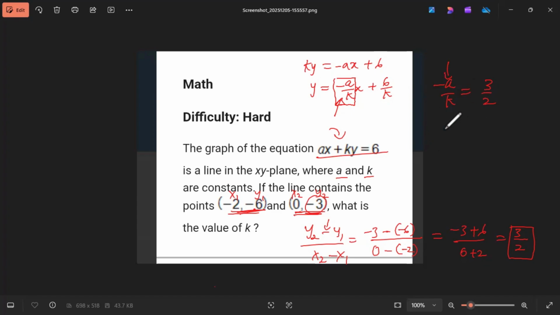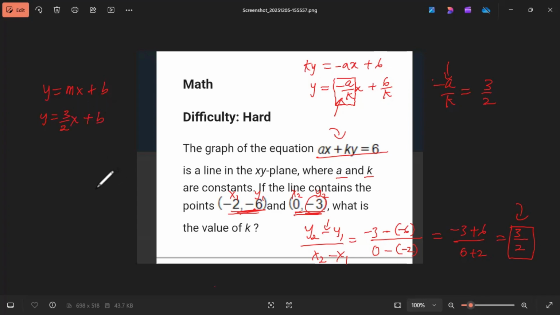Okay, see what we're going to do right now. They said the graph of the equation in the xy plane where a and k are constant. When the line contains the point, what is the value of k? Now we know the slope of the line. That's the very first thing we wanted to do. The equation of a line is going to be in this form, mx plus b, right? We know the slope is 3 over 2, so that would be 3 over 2 x plus b.